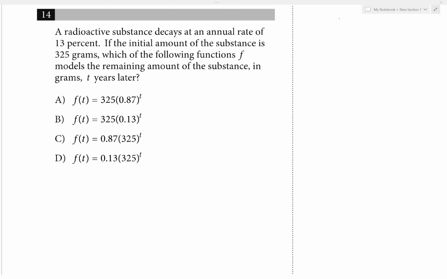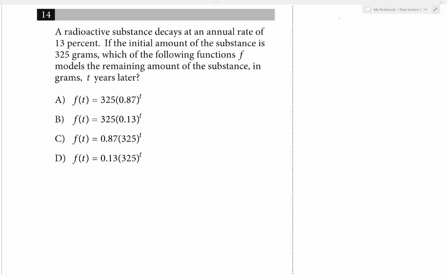Question 14. A radioactive substance decays at an annual rate of 13%. If the initial amount of the substance is 325 grams, which of the following function F models the remaining amount of the substance in grams t years later? Okay.